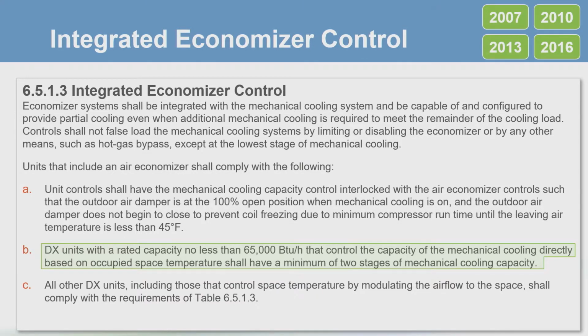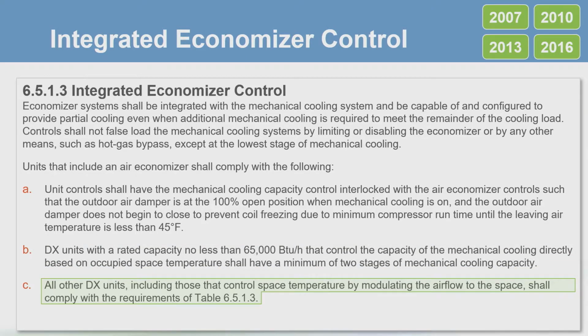An example of this would be changeover bypass, like a Veritrac or VVT system. The idea is that in the integrated economizer mode, a single-stage DX unit quickly overcools the space, causing the unit to leave cooling and economizing mode. Finally, DX units that control space temperature by modulating airflow, like single-zone VAV and multiple-zone VAV systems. The reference table shows DX units between 65 and 240 MBH, 5.4 to 20 tons, must have at least 3 mechanical cooling stages, and units above 240 MBH, or above 20 tons, must have at least 4 stages.